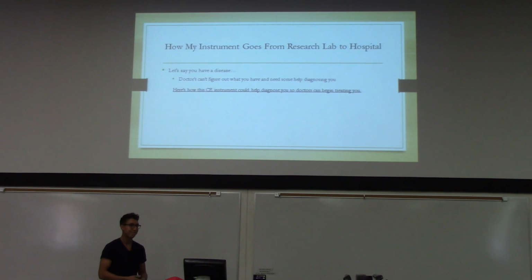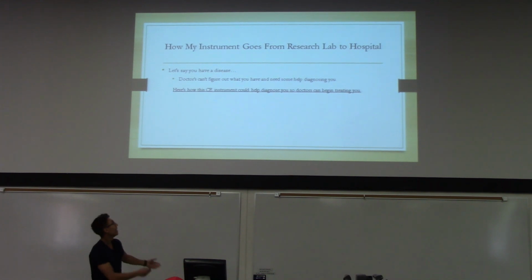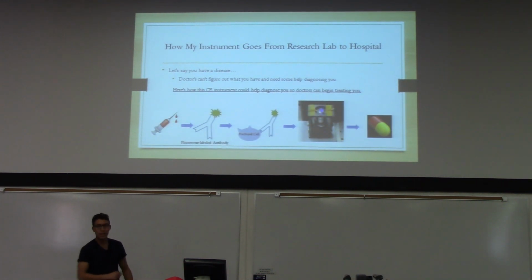Okay, so how does my instrument go from research lab to hospital or out in the field? Let's say you have a disease, and the doctor needs some help figuring out what you have. Here's how to use it. First, you take a sample of blood or some other biological sample. You dilute it and you put in fluorescein-labeled antibodies. Fluorescein, like I was saying earlier, is a fluorescent dye that gets excited by bluish light, around 450 nanometers, and it emits 525 nanometer light.